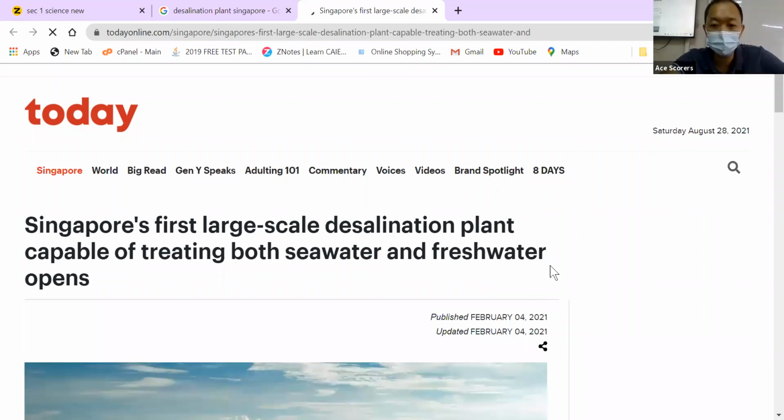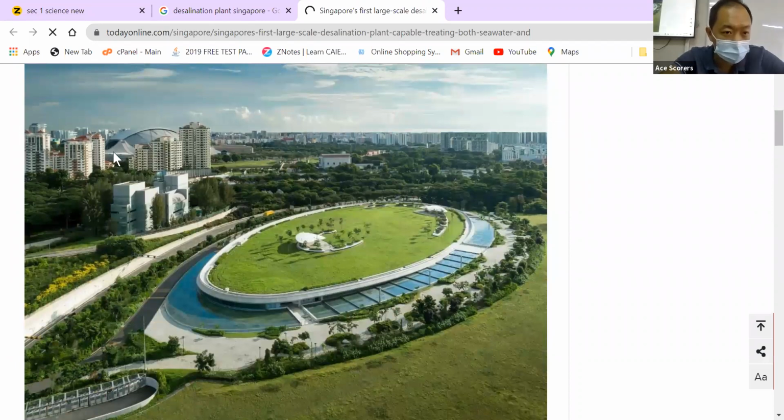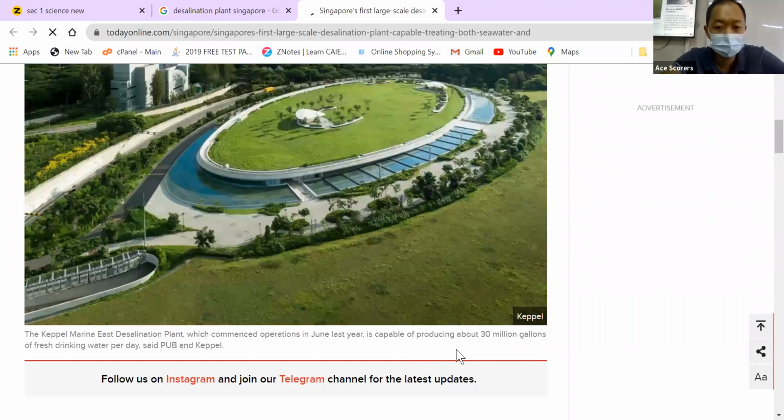Where is this? Quite recent, no? Seriously, where is it? Oh, this is near Kallang. See the stadium? But how did they drain the water? I'm going to my red car tomorrow.